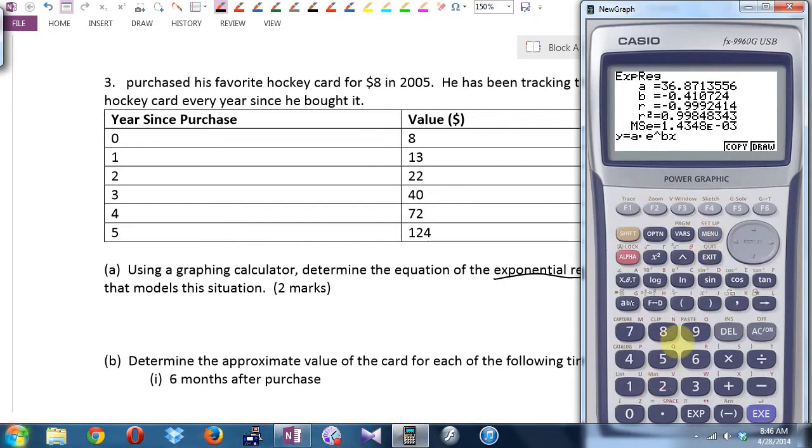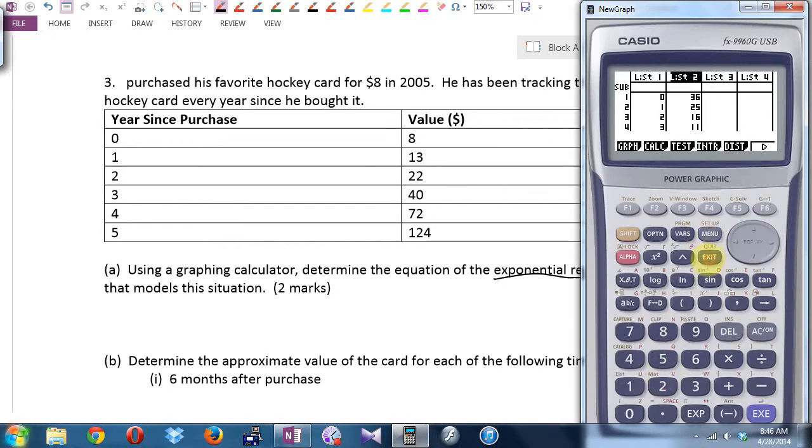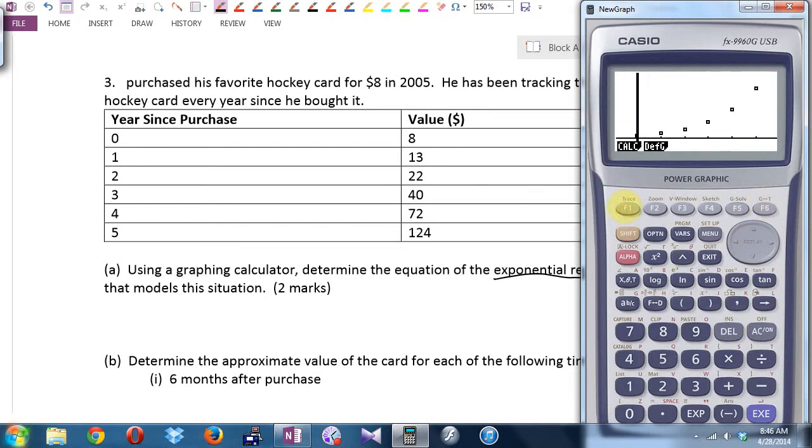Menu, stat, exit. Delete all. Delete all. So year 0, year 1, year 2, year 3, year 4, year 5. 8, 13, 22, 40, 72, 124. It says find the exponential, yeah, that looks kind of like an exponential curve.